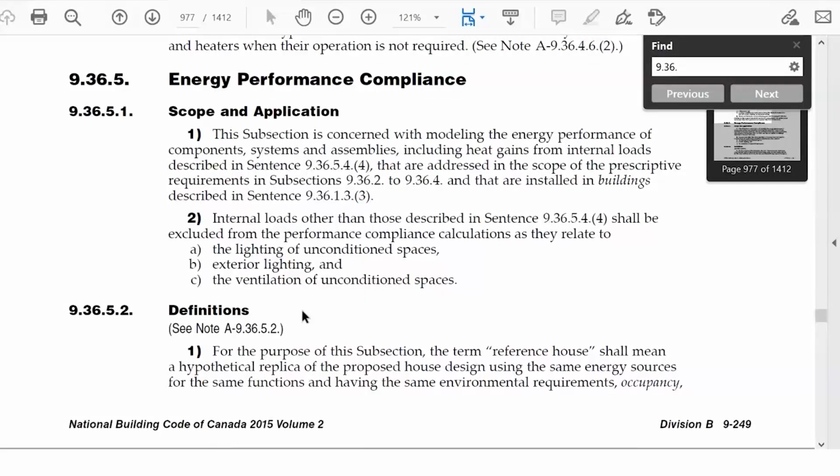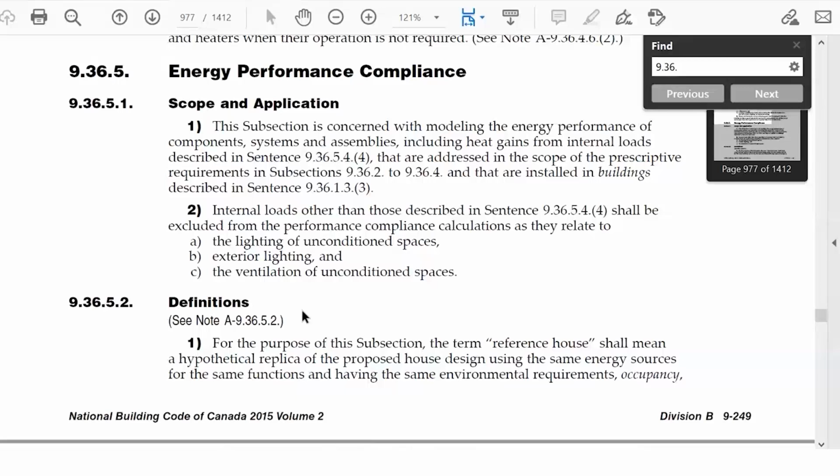So this relates to modeling the energy performance of component systems and assembly, including heat gains from internal loads that are installed in building described in 9.36.1.3. And we have seen the modeling provisions. It's pretty limited in terms of application in the building code for residential buildings, some types of residential buildings. So the internal loads to be addressed, including those that we are typically addressing in terms of thermal analysis, you include the lighting of unconditioned spaces, exterior lighting, and ventilation of conditioned spaces.